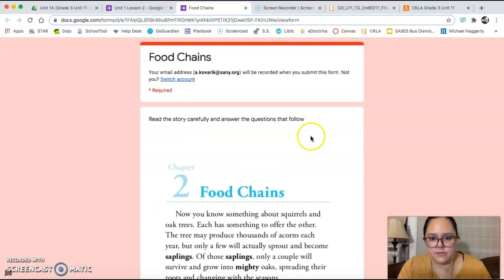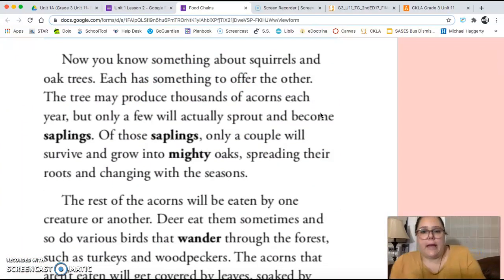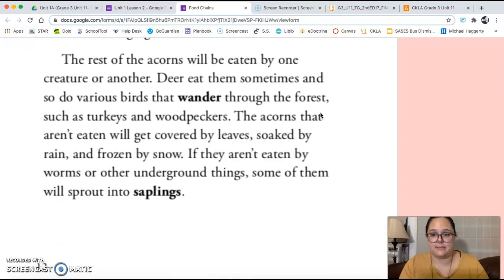All right. So today's chapter is called Food Chains. Now you know something about squirrels and oak trees. Each has something to offer the other. The tree may produce thousands of acorns each year, but only a few will actually sprout and become saplings. Of those saplings, only a couple will survive and grow into mighty oaks, spreading their roots and changing with the seasons. The rest of the acorns will be eaten by one creature or another.